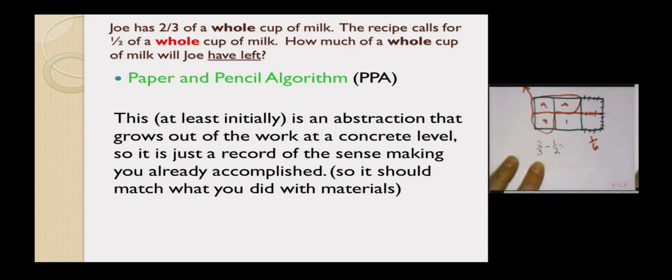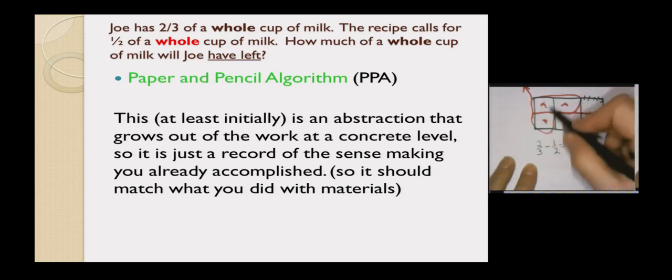So what really happened? Well, we can see in the Cuisenaire rod model, what we're going to write down as a record of what we did should grow out of what happened up here. So, sorry, in the area model here, what happened? Well, 2/3, we renamed it, just like we did in addition with an equivalent fraction. That 2/3 became 4/6.